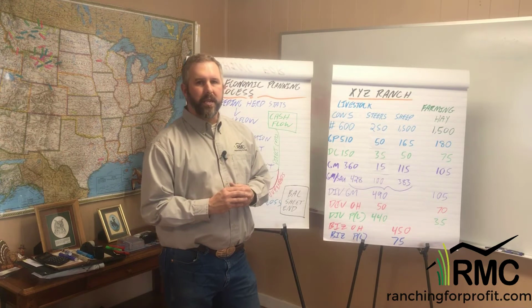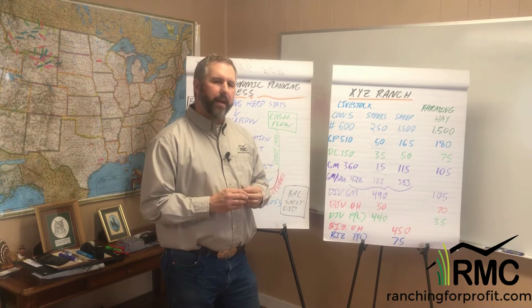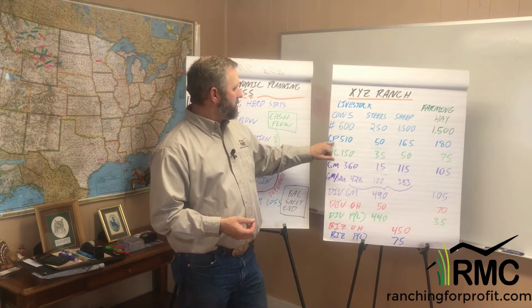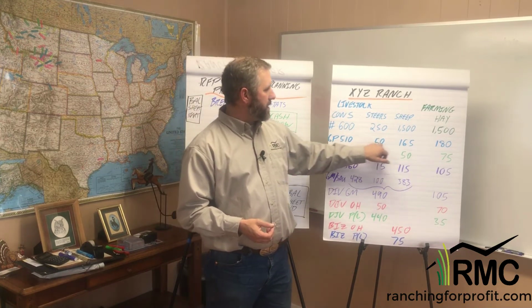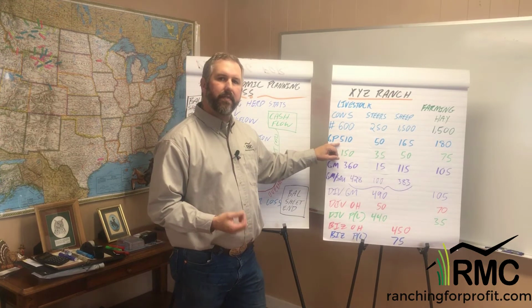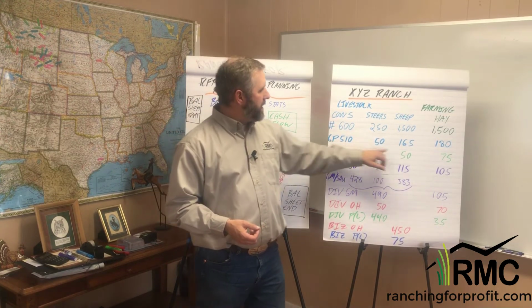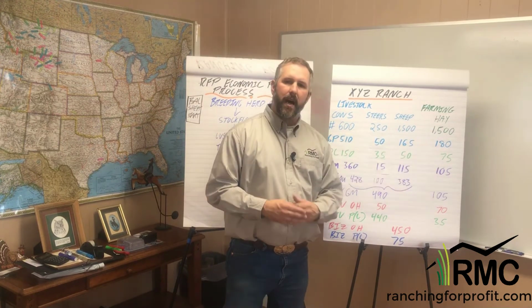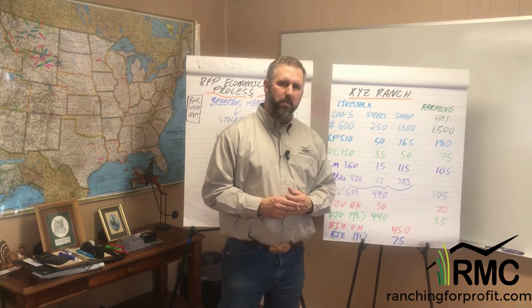For each of those enterprises, we will help you calculate the gross product, the value of production. So here we've done that for cows, steers, and sheep, with the cows contributing $510,000 of gross product, the sheep $165,000, and the haymaking business $180,000 of gross product.